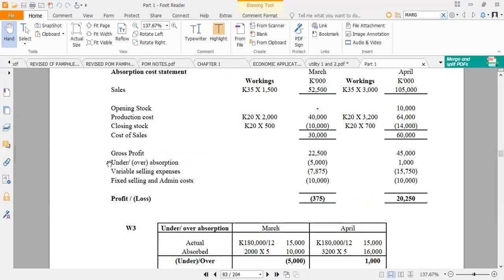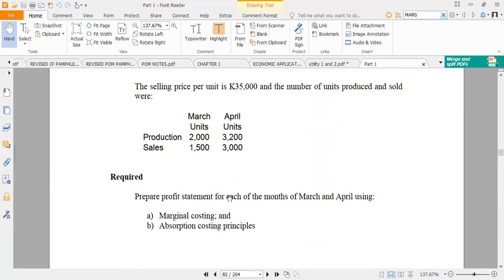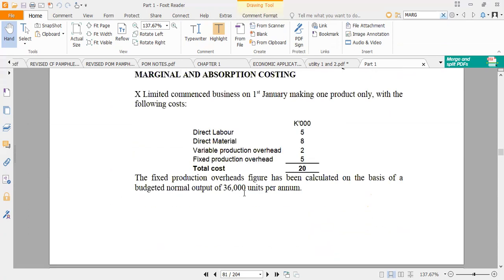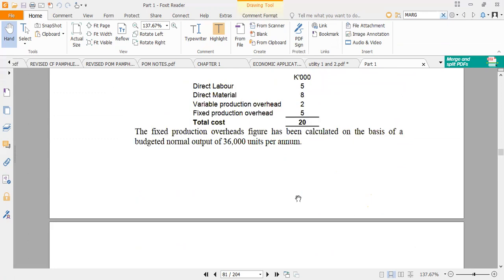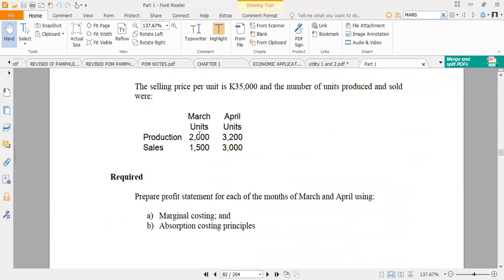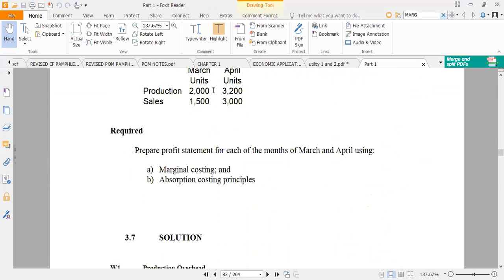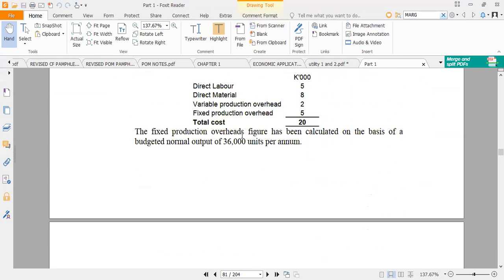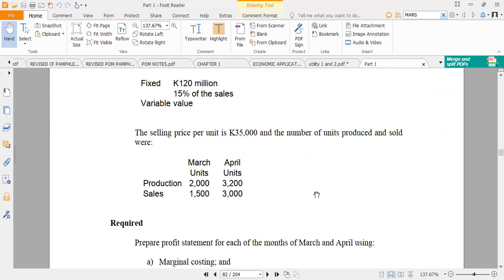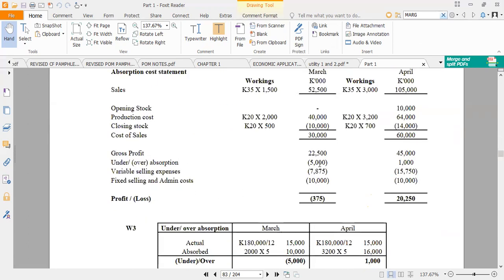All right. Then we're supposed to add under or over absorption. If it is under absorption, you subtract. Over absorption, you add. This one was under absorption because budgeted units to be produced was 36,000 units divided by 12, which was 3,000. But for March, we only produced 2,000. So there was an under absorption of 1,000. That 1,000 multiplied by the fixed production cost of 5 is where the 5,000 is coming from, under absorption, which is minus.